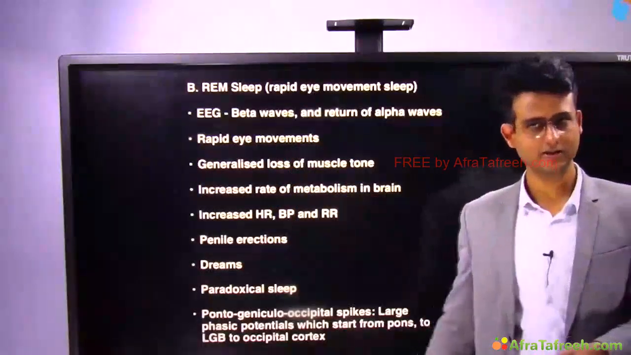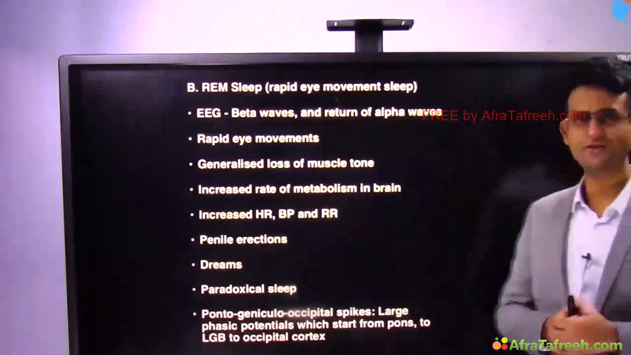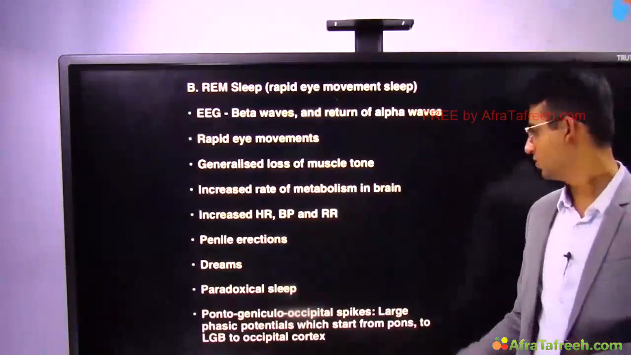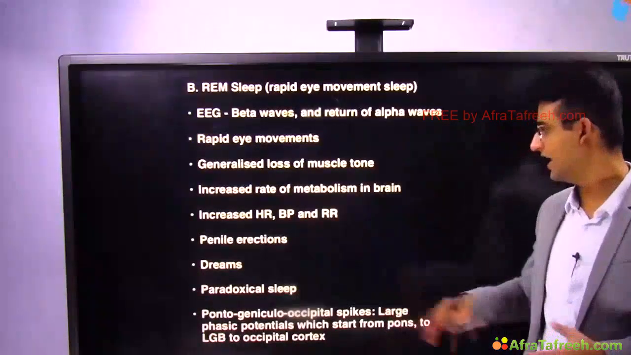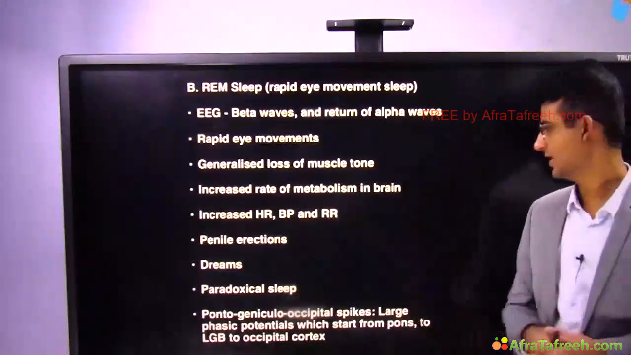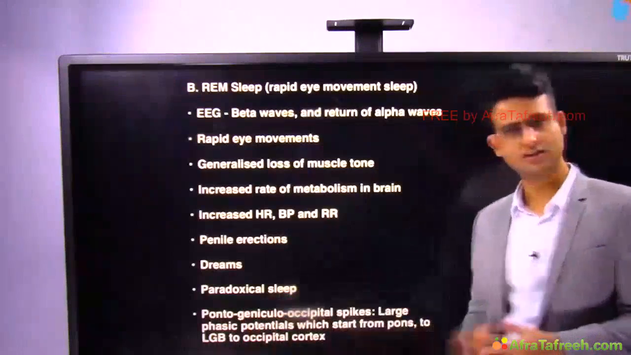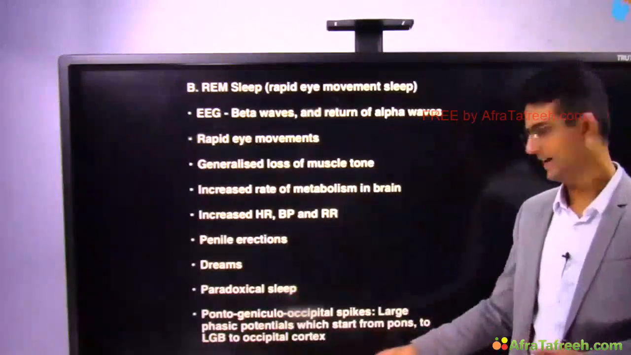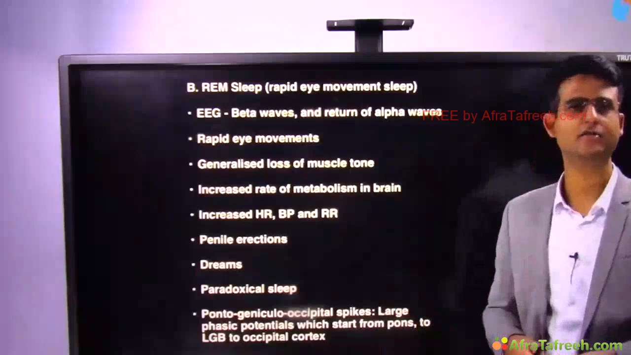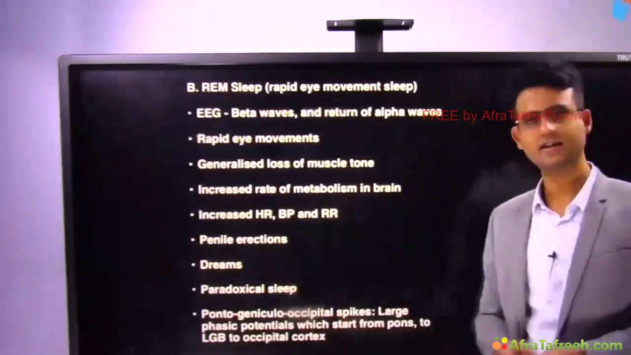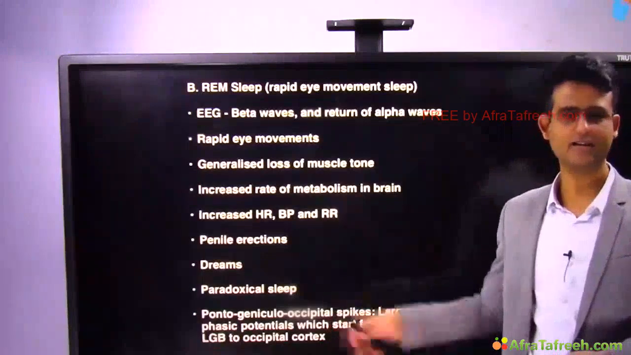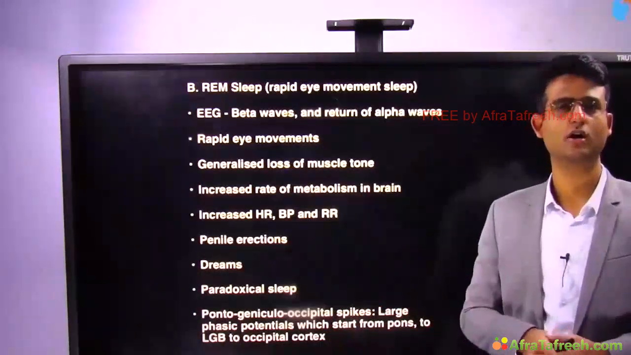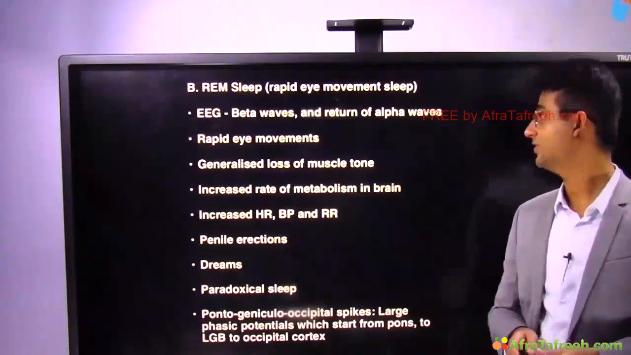Now, this is something which is mostly asked in physiology, but I have just included it. So, pontogeniculo-occipital spikes. Now, these are large waveforms, large potentials, which originate in the pons, the cholinergic neurons of pons, and then they go to the LGB, lateral geniculate body, and finally they are seen in the occipital cortex area. So remember that sometimes they ask this question, pontogeniculo-occipital spikes associated with the REM sleep.